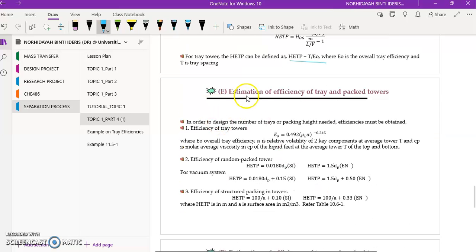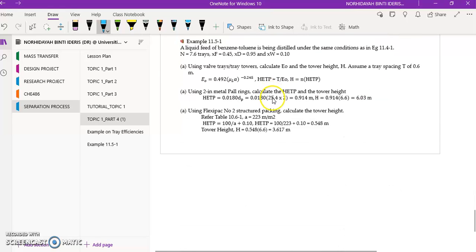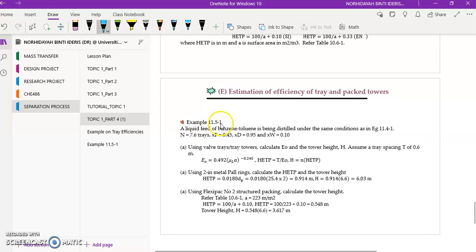Alright, for the estimation of efficiency, we have three equations here. It's for either the tray tower, random pack tower, and structured pack tower. Okay, so you can refer to example 11.5-1 here. Inside the textbook, it stated that a liquid feed of benzene toluene is being distilled under the same condition. So we just take out the information from there. So the number of stages required is 7.6, SF is 0.5, and okay, this is the information.